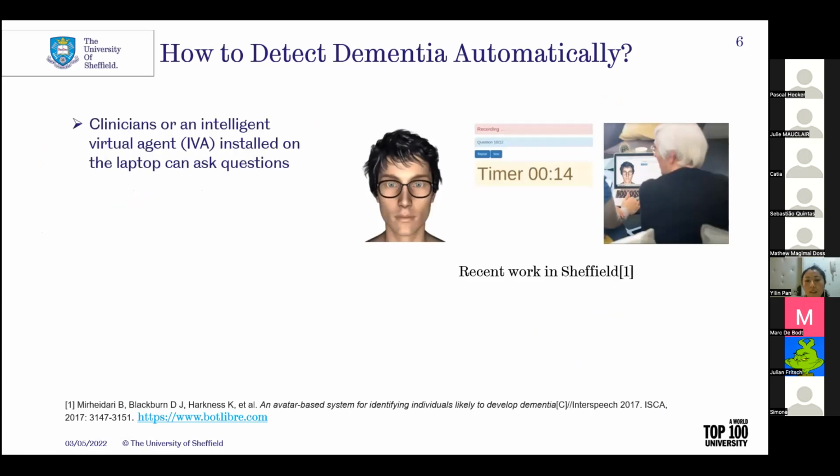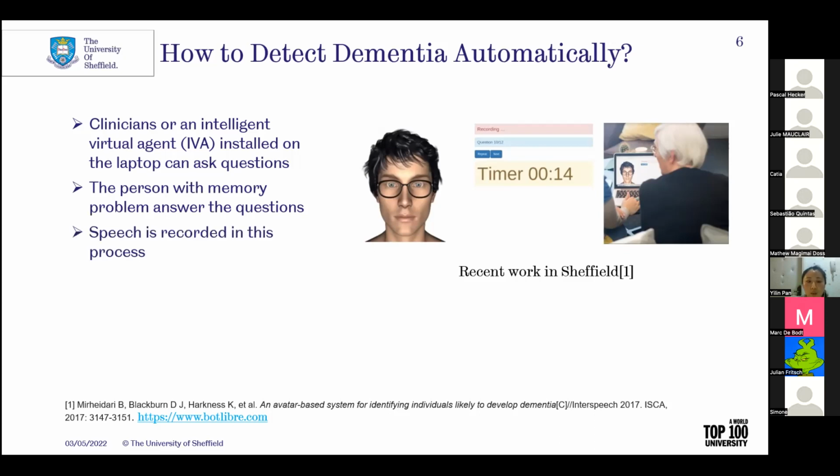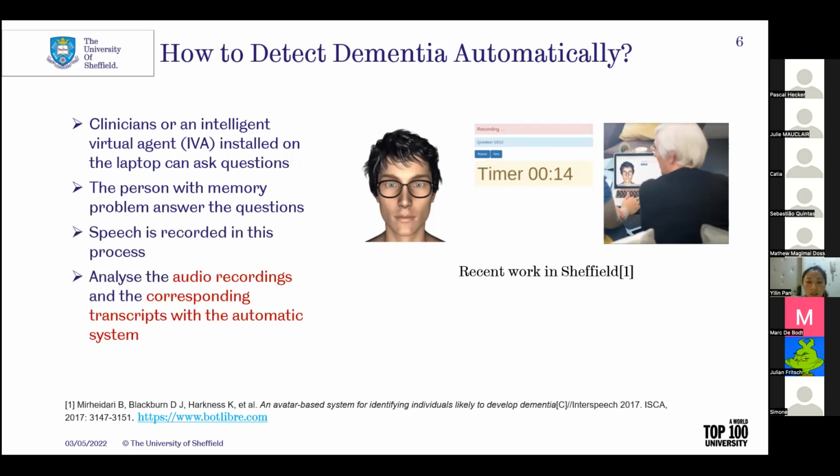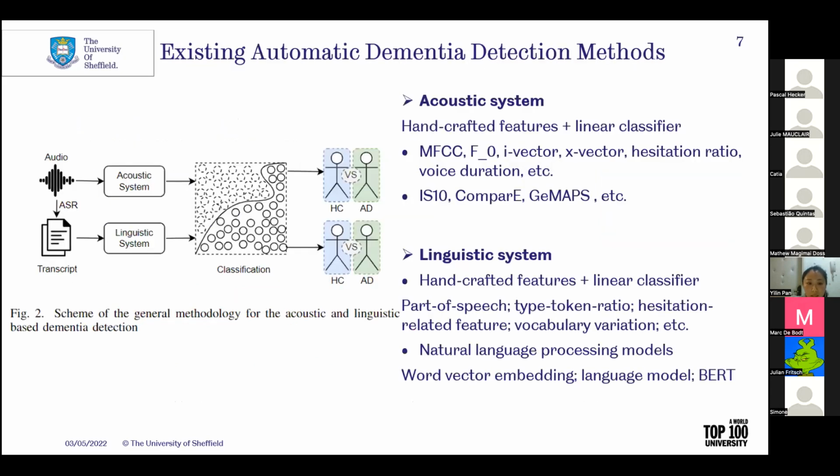So generally, the clinicians or an IVA installed in the laptop can ask questions, and the people with memory problems will answer those questions, and speech is recorded in this process. Then the audio recordings together with the corresponding transcripts are analyzed with the automatic system. Then what I want to introduce is the typical dementia detection system.